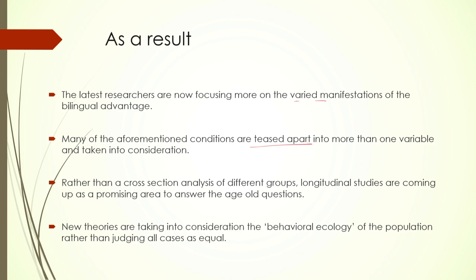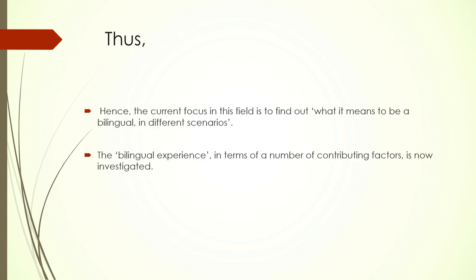And rather than a cross-sectional analysis of different groups, longitudinal studies are also now coming up in a big way, to see whether we can check the gradual impact of bilingualism on a population that starts from being monolingual to bilingual, and whether we see accompanying changes in their various kinds of cognitive control mechanisms. So new theories are coming up that take into account the behavioral ecology of the population. Behavioral ecology means the total experience of the bilingual participants is taken into consideration.